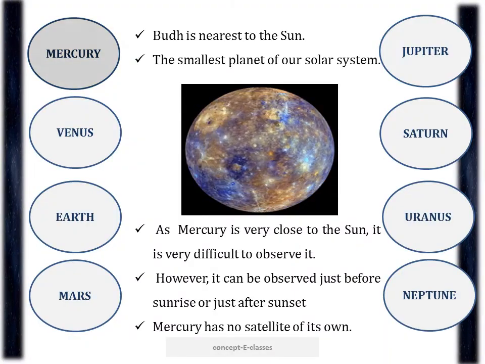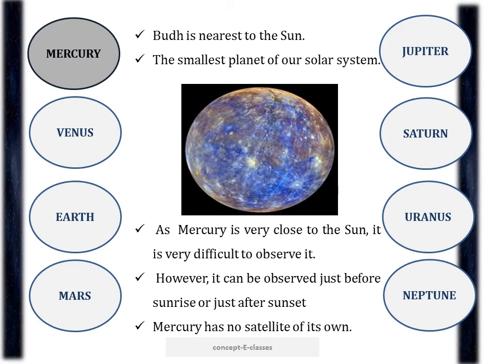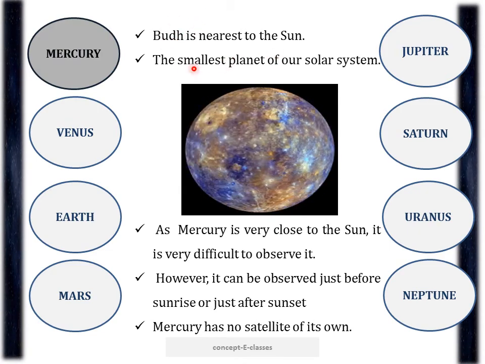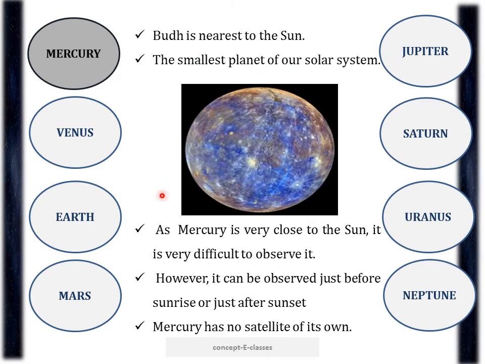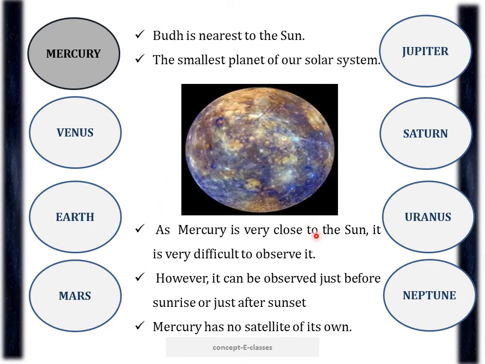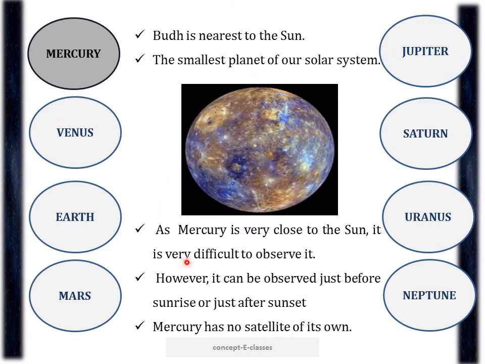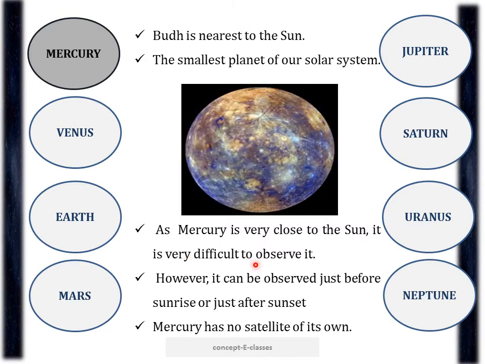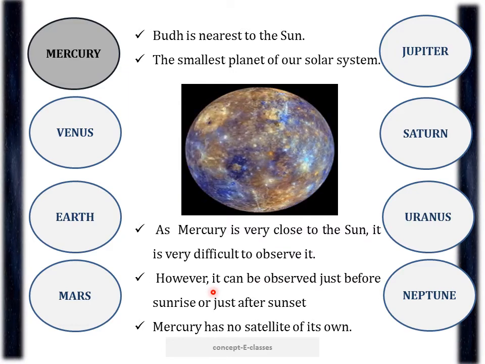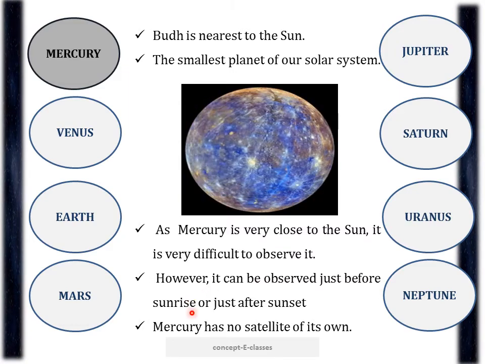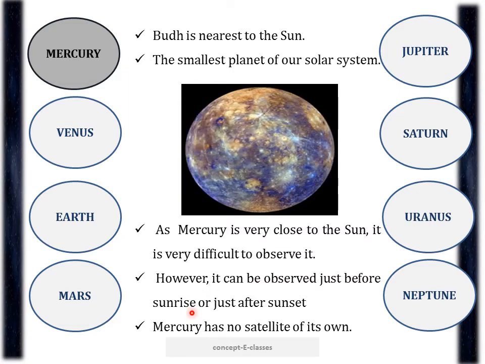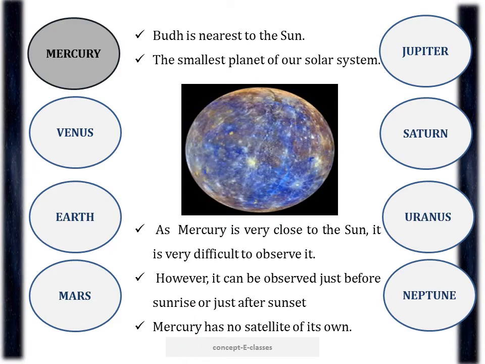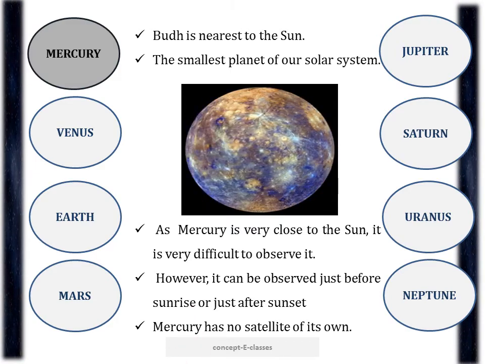So the first planet is Mercury. Now Mercury, also known as Budh, is the nearest planet to the Sun, and it is the smallest planet of our solar system. As Mercury is very close to the Sun, it is very difficult to observe, as most of the time it is hidden in the glare of the Sun. However, it can be observed just before sunrise or just after sunset near the horizon. Now Mercury has no satellite of its own.